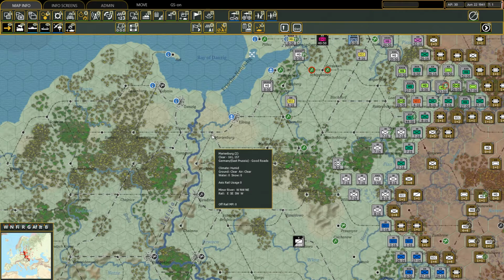And since I've chosen this hex, we also have information about the rivers. We have a minor river flowing to the west, northwest, and northeast. So yeah, it's quite intuitive to also get the orientation based on the cardinal points, assuming that this is always looking to the north.